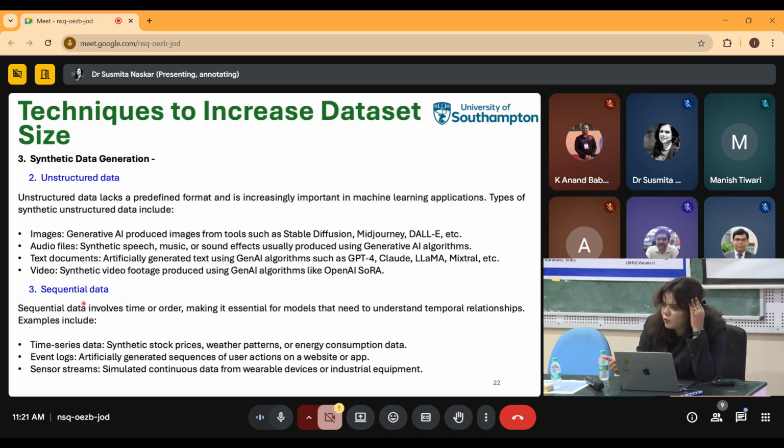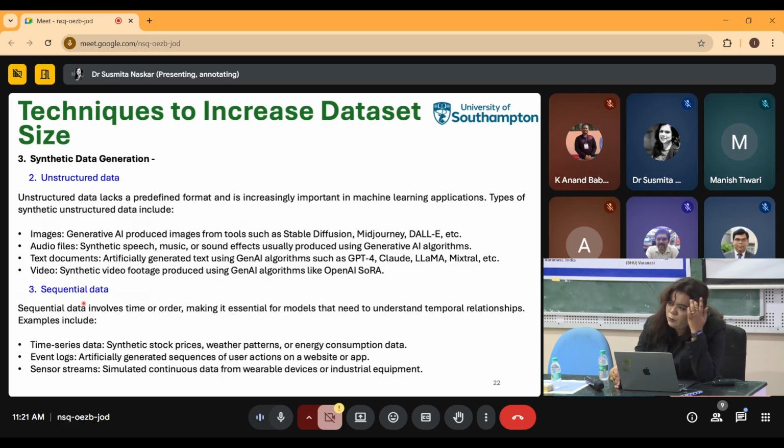And then text is also one kind of unstructured data which you cannot put in a tabular format. For that we can use LLMs, or there are a lot of other ways like Claude or Mixtral. Many methods are there, and we use those to produce labeled sentences, summaries or adversarial examples. And then if you have videos, then definitely we use GenAI. GenAI is very much used nowadays to simulate scenarios that are hard or unsafe to film, right?